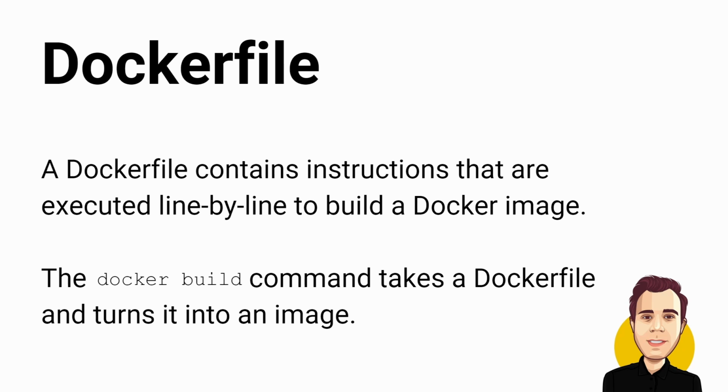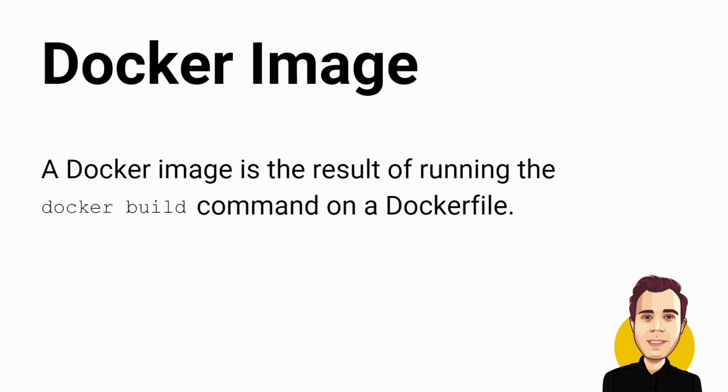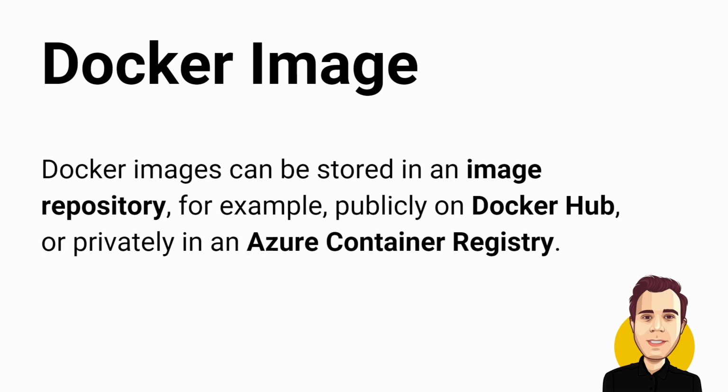A Docker file contains instructions that are executed line by line to build a Docker image. The Docker build command takes a Docker file and turns it into an image. A Docker image is the result of running the Docker build command on a Docker file. A Docker image contains different layers. You can use a created Docker image as the basis in another Docker file and build another Docker image from it.